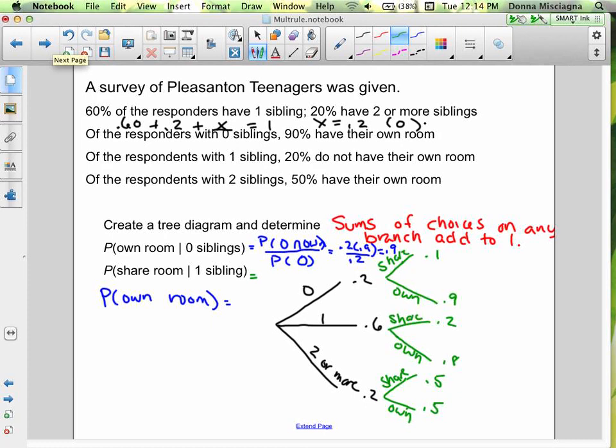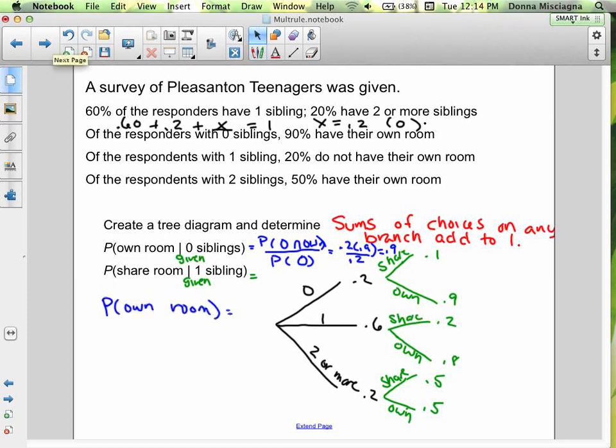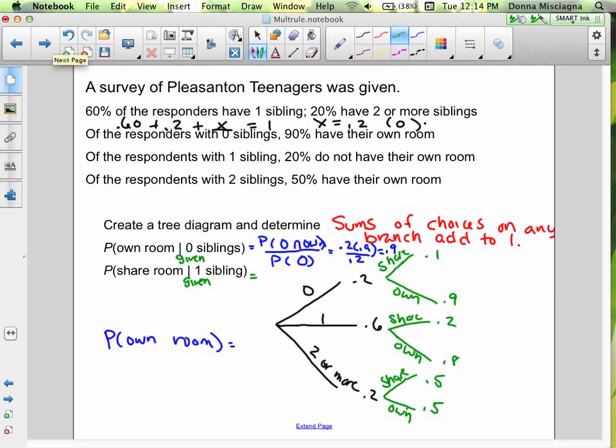Probability, remember, that line there means given. The probability you share a room given that you have one sibling. If we weren't sure, we can do it this way. The probability of 1 and share, and let's put the 1 first, divided by the probability of 1, because 1's the given. Right, so this is the given. The one that comes second is the given. And I'm going to have to go underneath because I'm running out of space to go across.